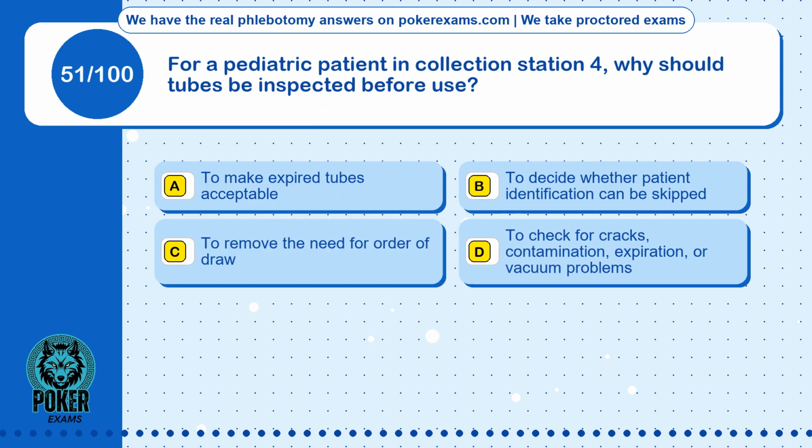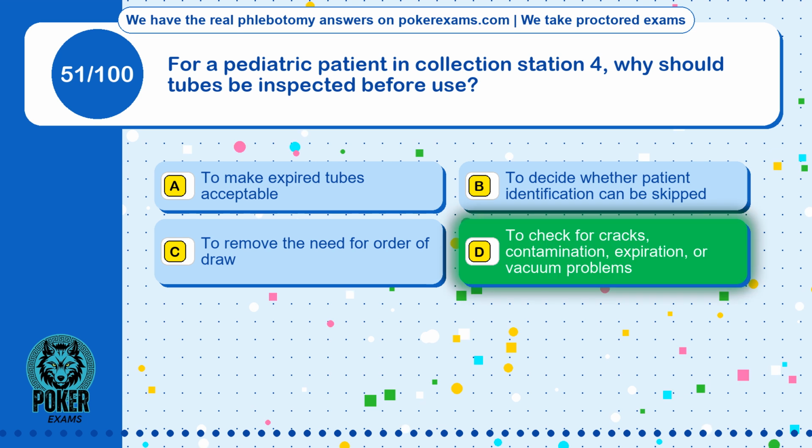Question 51. For a pediatric patient in collection station 4, why should tubes be inspected before use? Option A. To make expired tubes acceptable. Option B. To decide whether patient identification can be skipped. Option C. To remove the need for order of draw. Option D. To check for cracks, contamination, expiration, or vacuum problems.